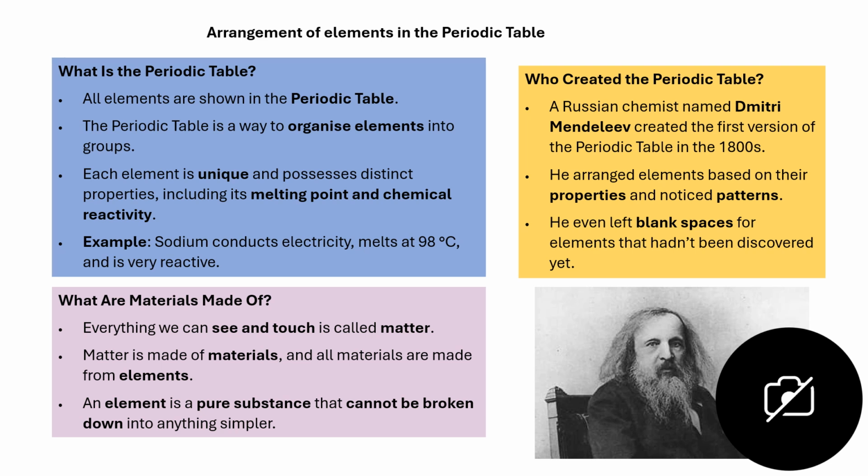And the person that organized the periodical table was Dmitry Mendeleev, and he created it in the 1800s. But what he did was that he left blank spaces in the initial periodical table because some elements hadn't been discovered as yet. And he arranged these elements according to their properties, and as he arranged them, he noticed a pattern, and that's a picture of him at the bottom.